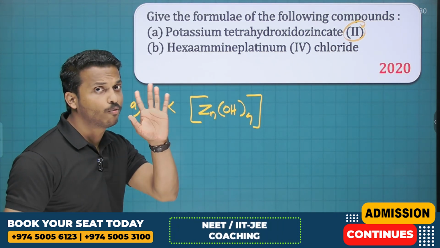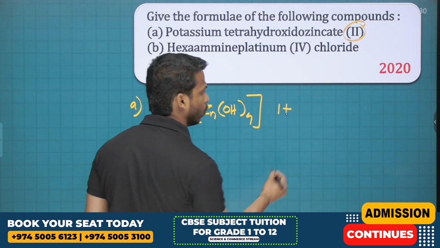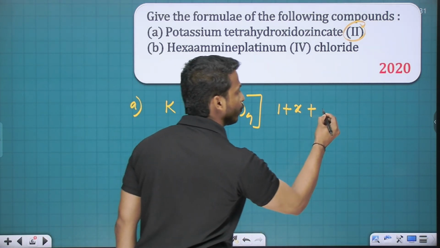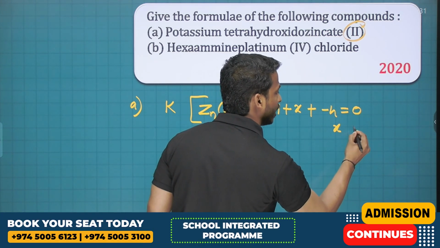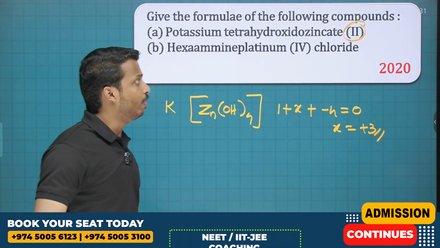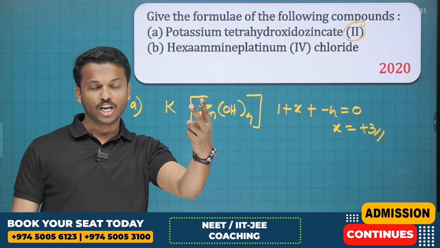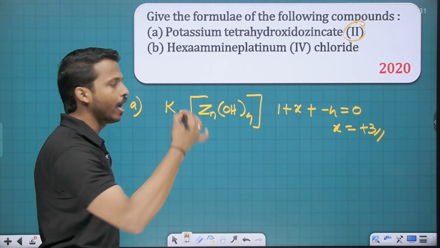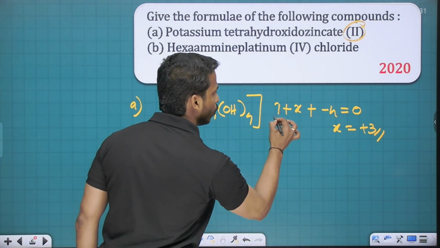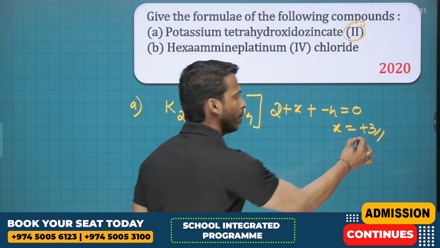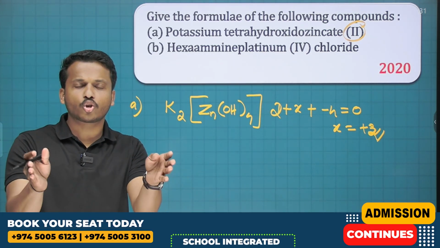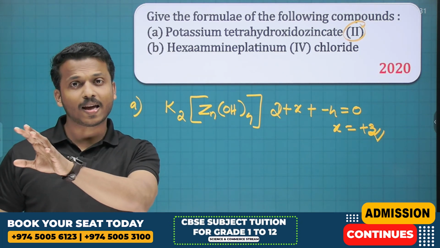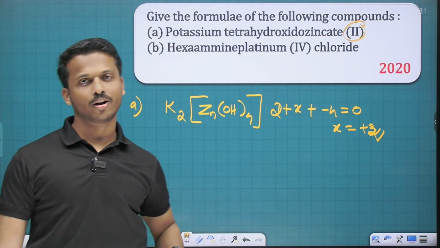As of now, we have only one potassium, right? So potassium charge is what? 1. Zinc charge, we don't know, x. OH charge is -1, so 4 OH is -4, overall 0, so you will get x equal to +3. But we want to get it as what? 2. If you want to make the overall oxidation state 2, what change do you have to make? You have to write K2. Then only 2 potassium come, you will get overall +2. Clear? So in order to make the oxidation state the same, you can make the rearrangement in the counter ion number.